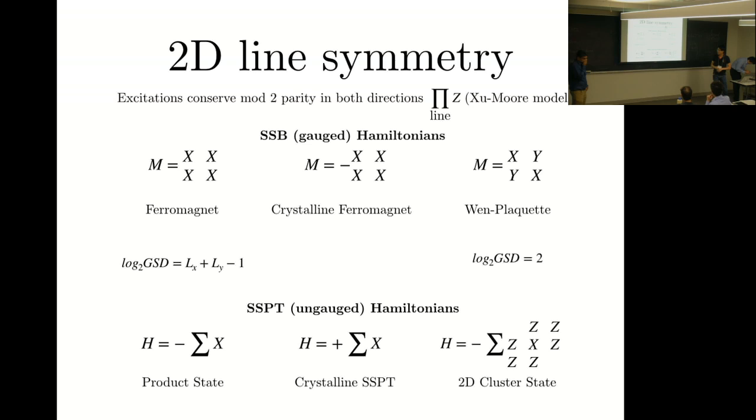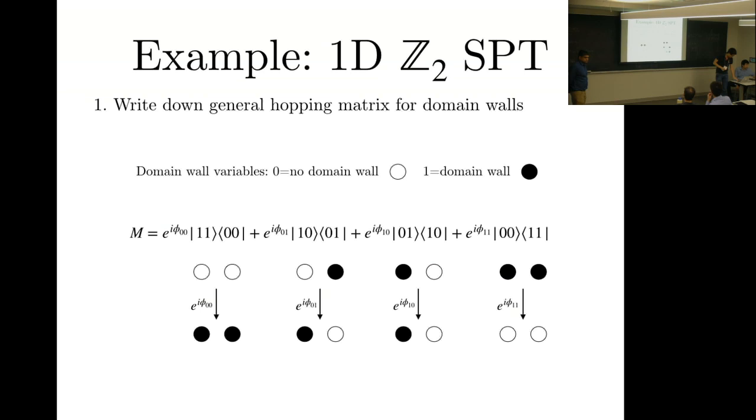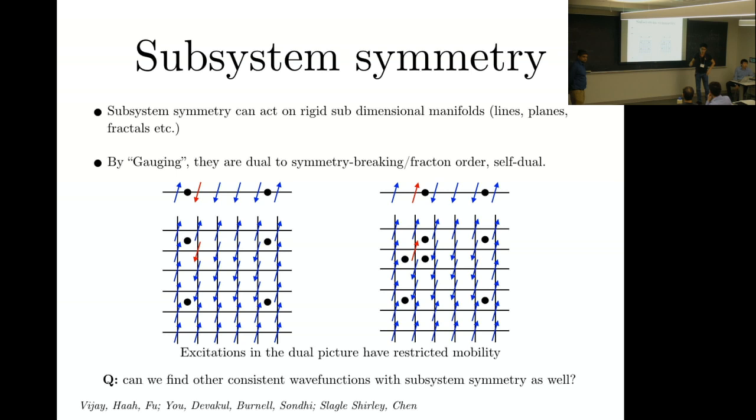What is your M? M is just a matrix that creates domain walls or whatever the dual excitations are. So for 2D with global symmetry, it is just a string. It could be domain walls in 1D. For the subsystem symmetries, you have to create them in groups of four, so you can hop them around and see what the consistency conditions are.